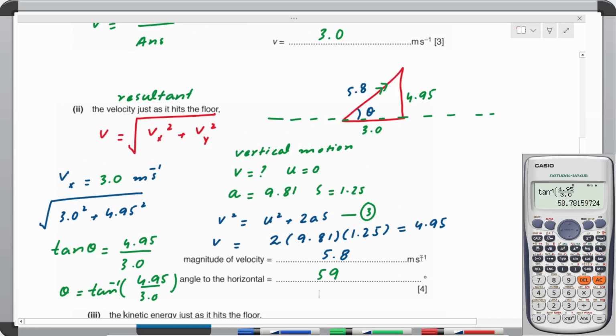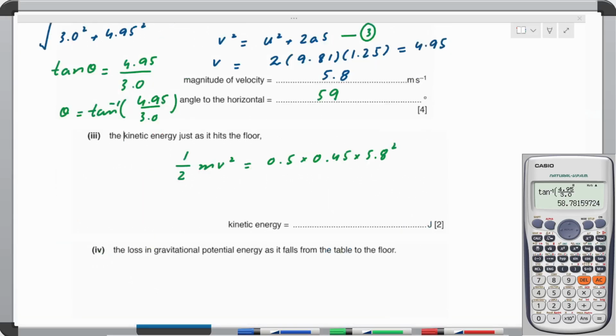Now we need to find the kinetic energy just as it hits the floor. So the kinetic energy equals 1 over 2 mv squared. So 1 over 2, 0.5 as it is. And the mass is given, you see there in the first line, the ball of mass 0.45 kg. So 0.45 times the magnitude of the velocity, the initial one, 5.8 squared. You can carry forward the same answer if you want.